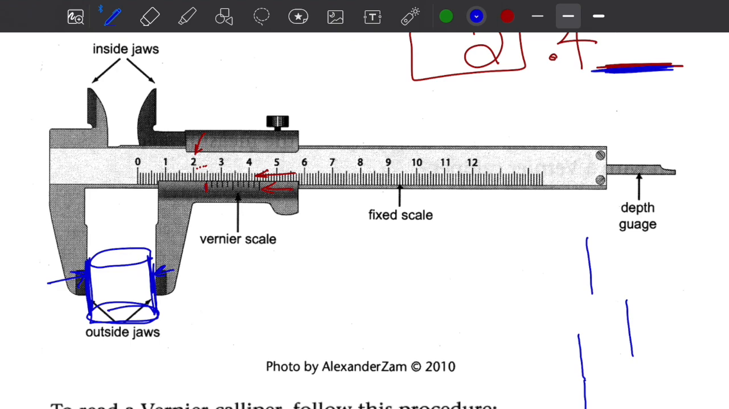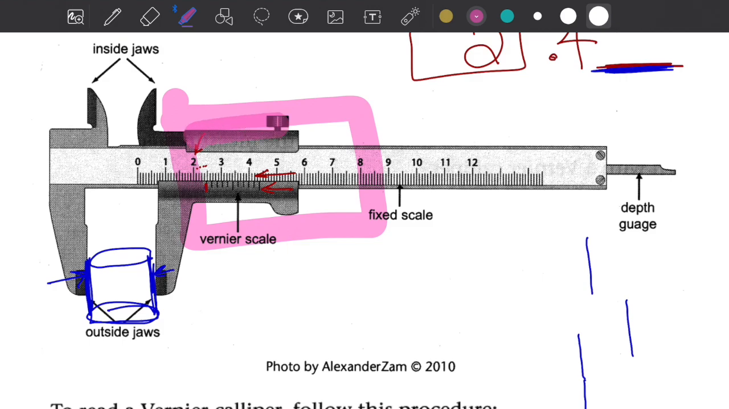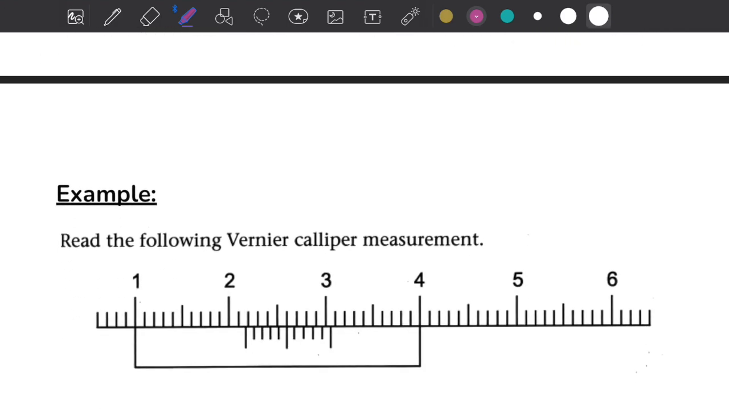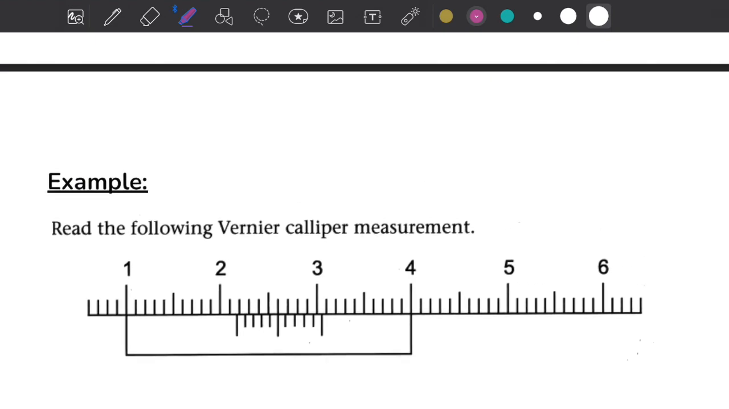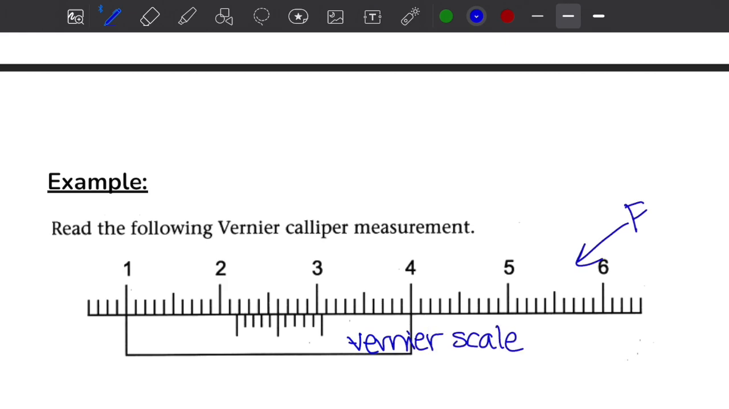The example takes a snapshot of a vernier caliper right around here. So we're just going to look at this part of the vernier caliper. So there it is. You notice how we're just looking at the scales here. Now, in this example, we are looking for a measurement. So this one right here, this is the vernier scale. This is the moving one. And this top one right here is the fixed scale.